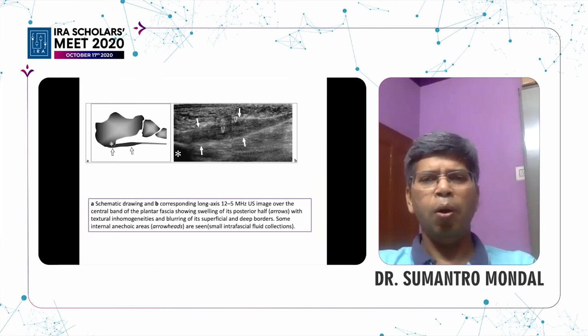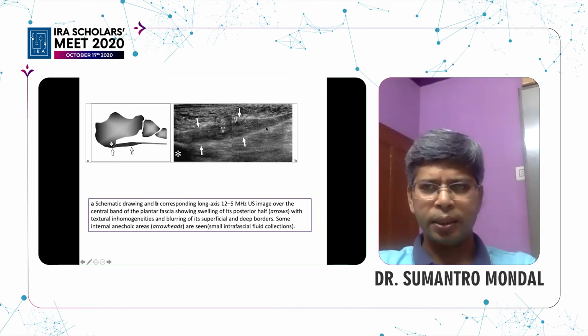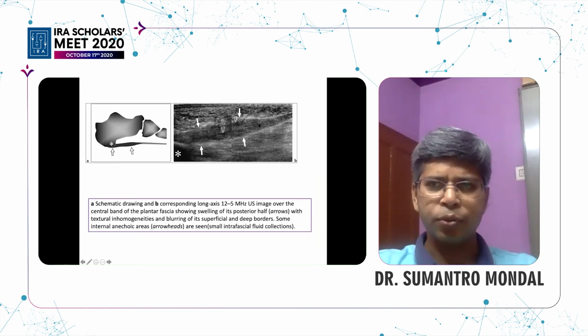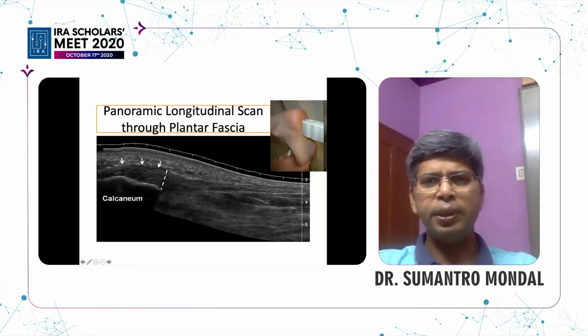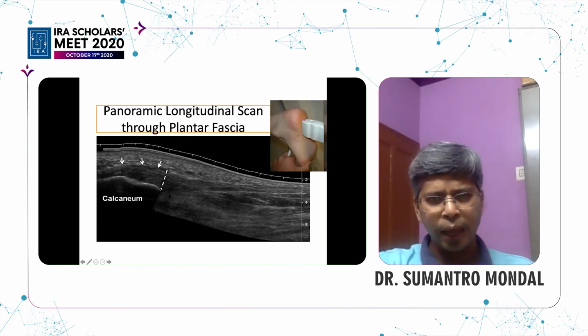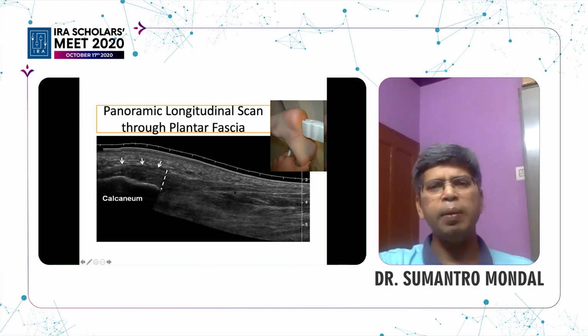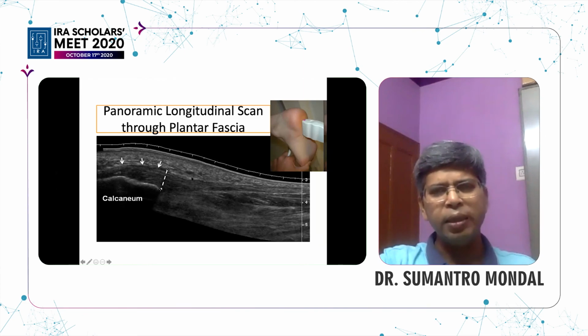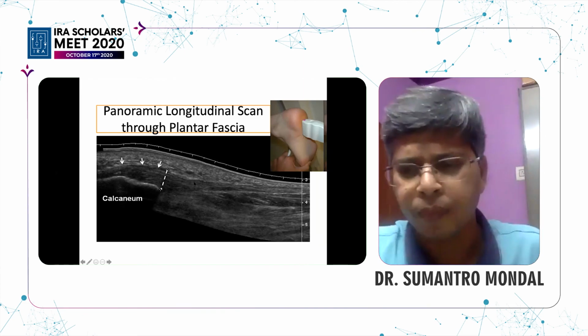So this is the plantar fascia. When you do ultrasonography, it looks like this. The plantar fascia is thick, swollen, hypoechoic. Another image, a panoramic image. This is the calcaneal tuberosity. The plantar fascia is this one, and this is the lower one. So this whole thing is the thickness of the plantar fascia, and this is a normal plantar fascia. When you get plantar fasciitis, it gets thickened and becomes hypoechoic.